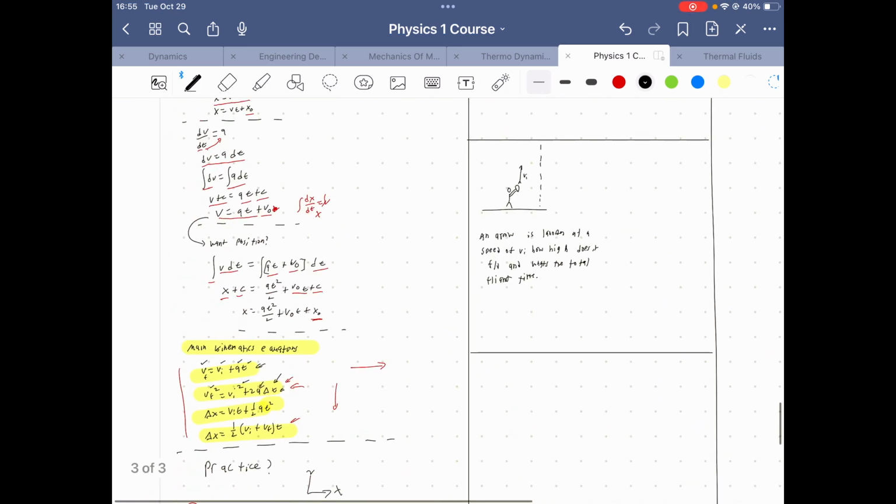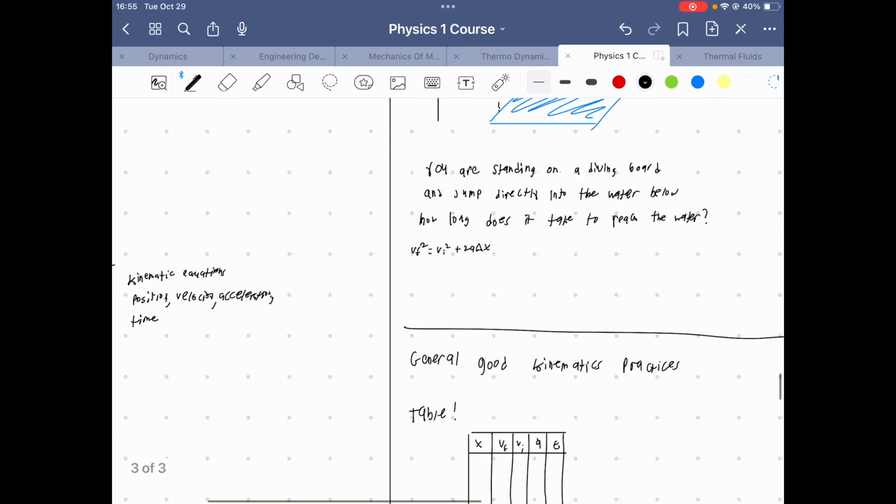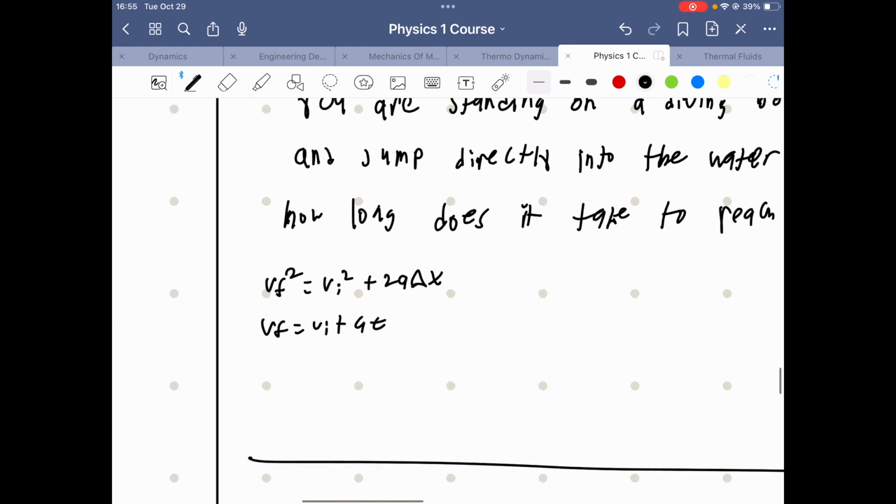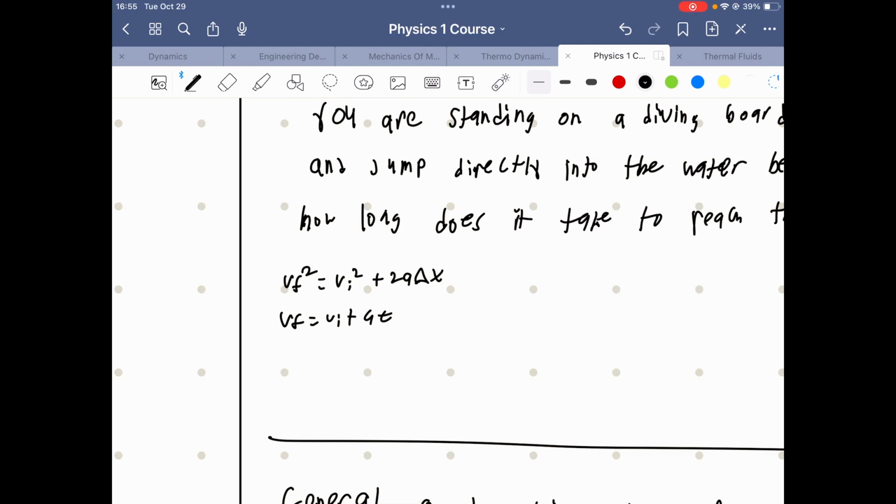And Vf is equal to Vi plus At. So let's solve for the final velocity first. We can cancel out our Vi's because we know it's going to be 0.